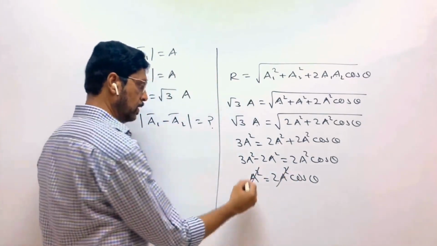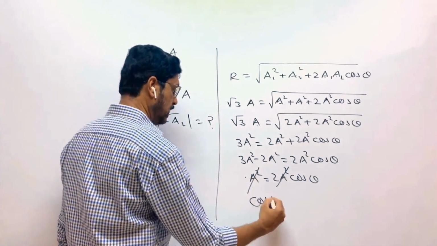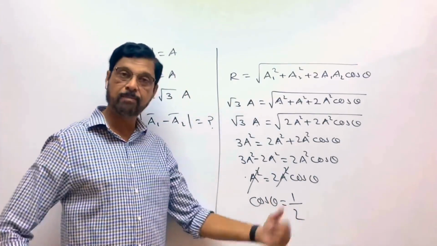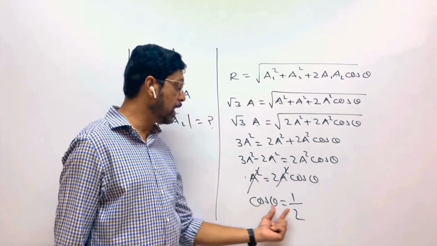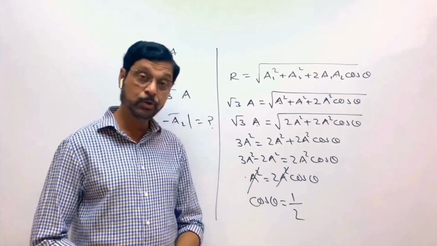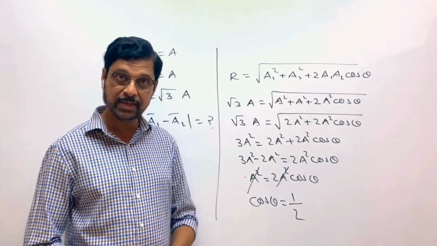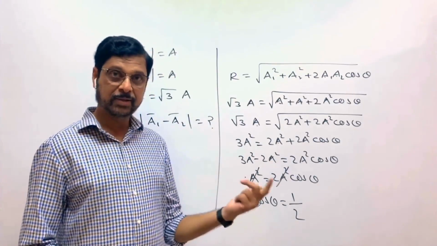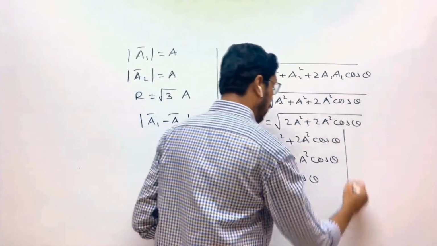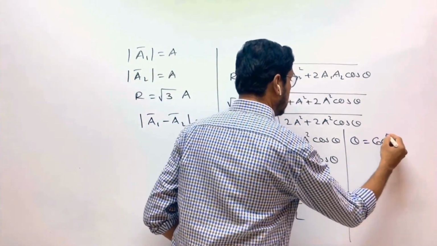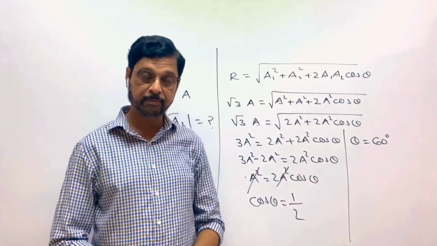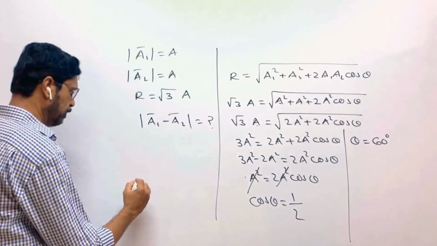3A square minus 2A square, A square is equal to 2A square cos theta. Let's cancel. यहाँ पे क्या बचा? 1. So cos theta is equal to 1 by 2. किस एंगल का cos 1 by 2 होता है? Which angle has cos equal to 1 by 2? That is 60 degree. Cos 60 is 1 by 2, है ना? Sine 60 is root 3 by 2. Means this angle theta is 60 degree. Means angle between A1 and A2 is 60 degree.